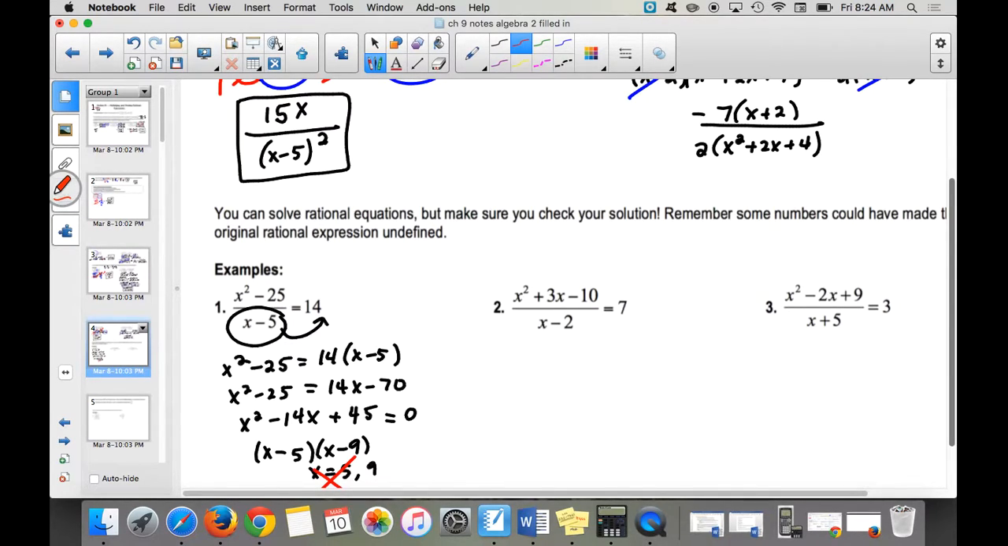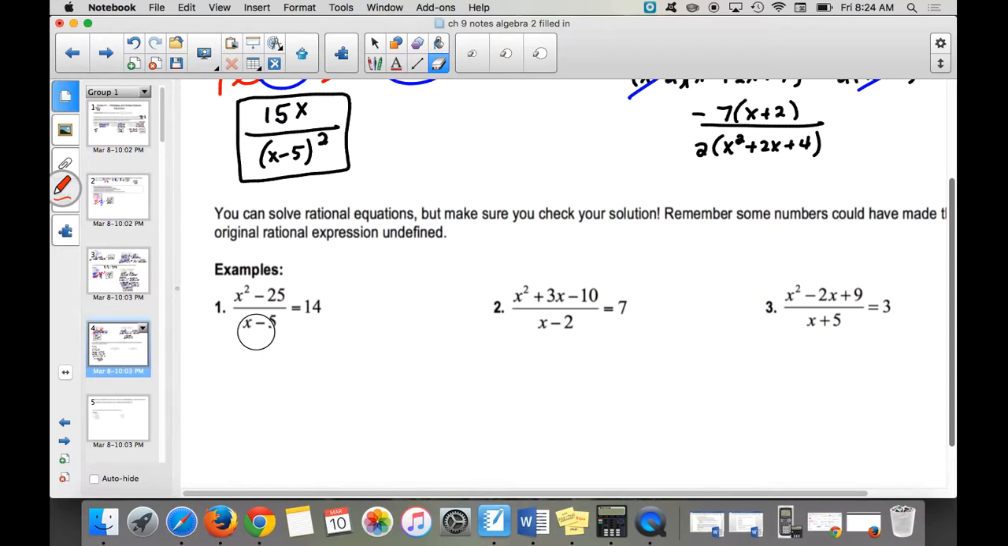Okay, so that one would work. But there's an easier way to solve this problem. Does anybody see what we would do here? Gloria, what do you think? Yeah, in this case, we could factor. If we factor from the beginning, I have x plus 5 and x minus 5, all over x minus 5. So go ahead and write this down now. Whoops, not equals 0, equals 14.